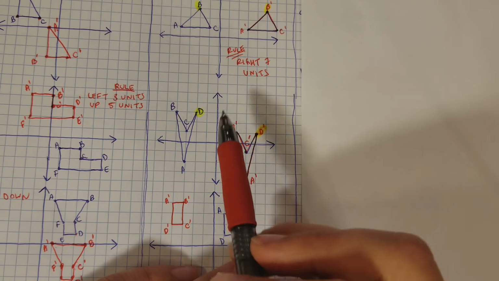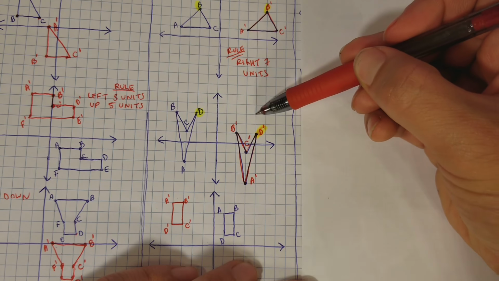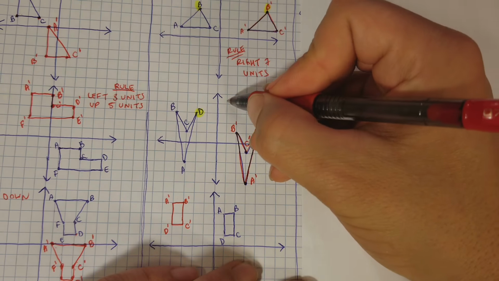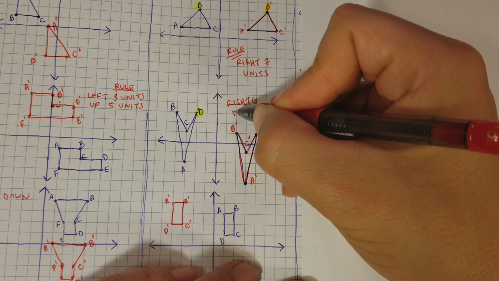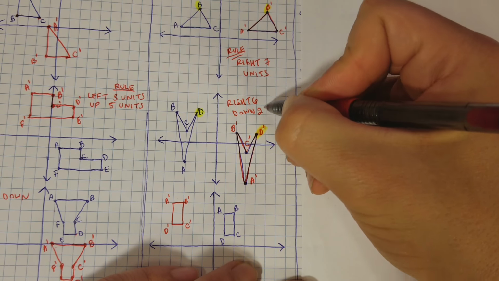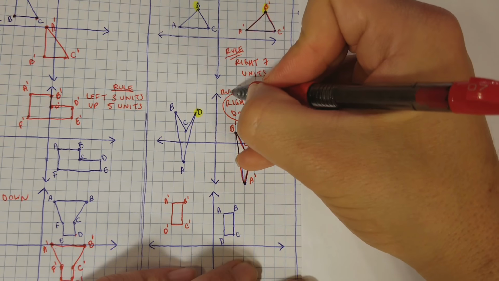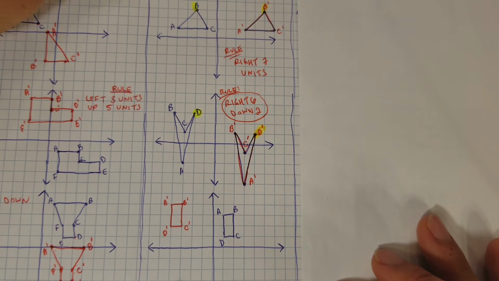Well, actually, no, I think I went too far. Let's try it again. 1, 2, 3, 4, 5, 6 spaces to the right, so I'm there. And then I have to move down 1, 2 spaces. So it's to the right 6, and then down 2 spaces. This will be my rule for this example, the arrow pointing down.